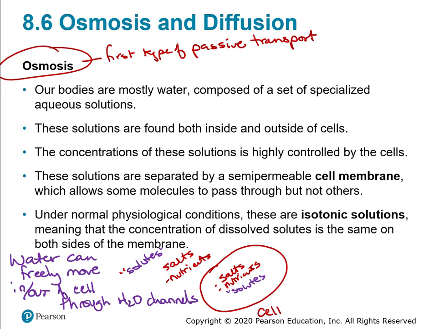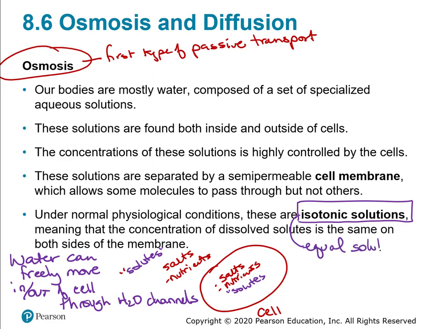Because oftentimes the salts and the nutrients, the wastes, can't move. They don't have the freedom to move through. They have gates on their channels, so they don't have the ability to freely dissolve through those layers. So water is going to move to try and balance that. When they are balanced, that is referred to as isotonic. If the amount of salts, nutrients, waste, and dissolved molecules in and out of the cell is equal, then it's isotonic. The word iso means equal, and tonic really refers to the solute.